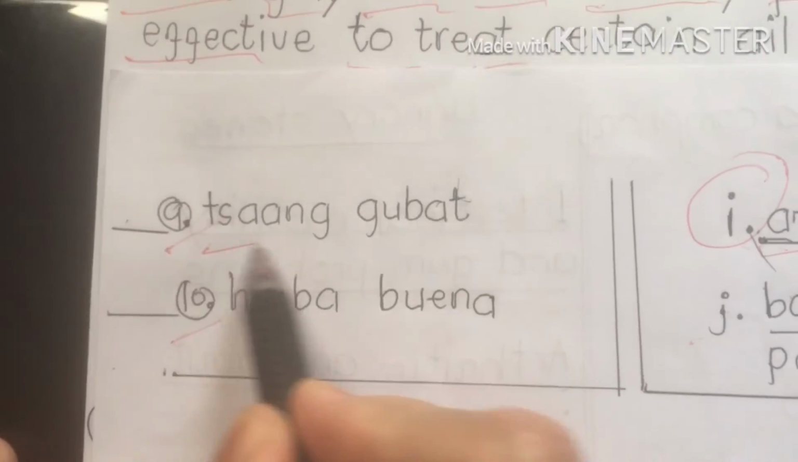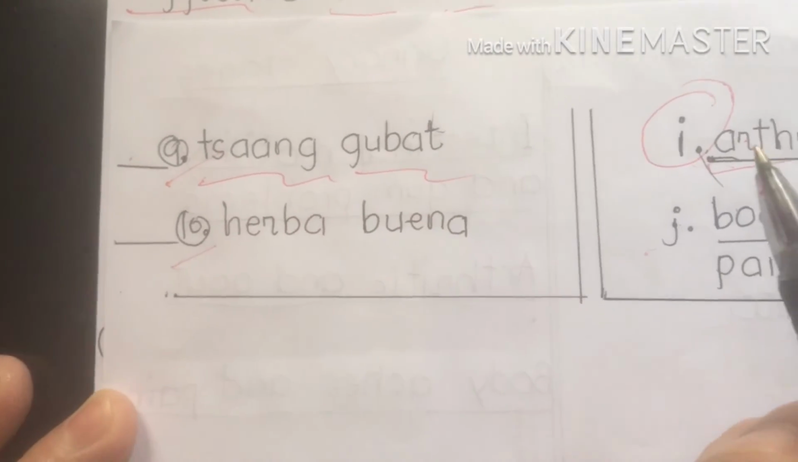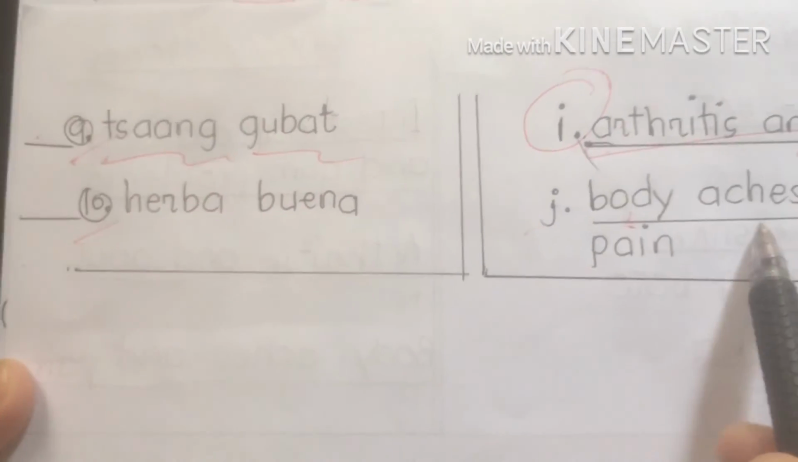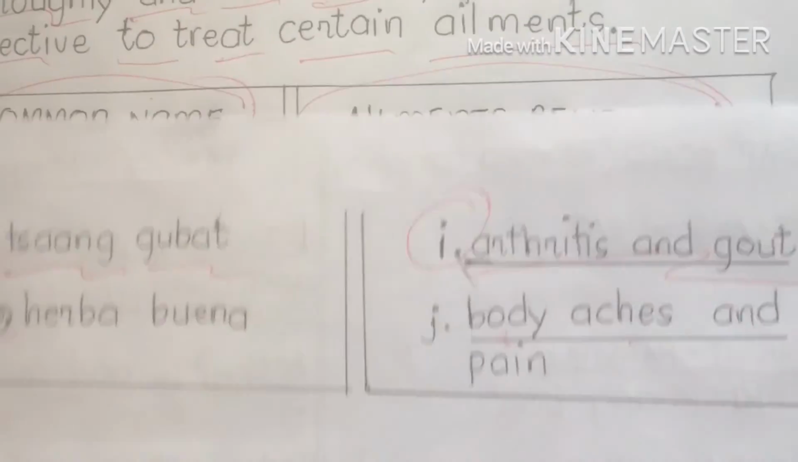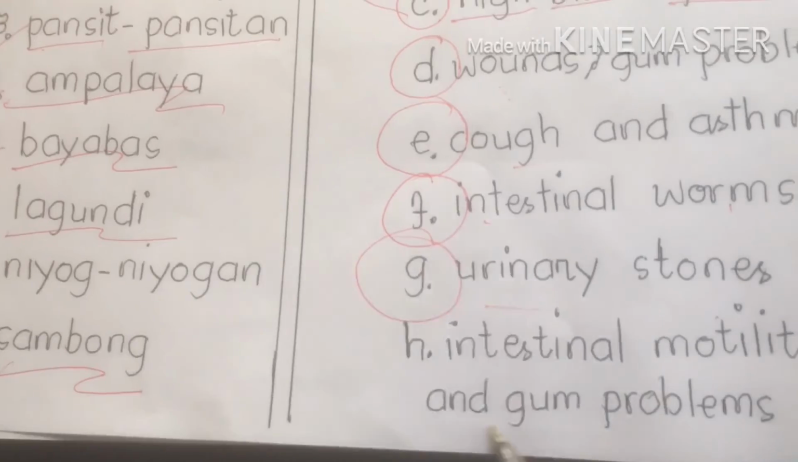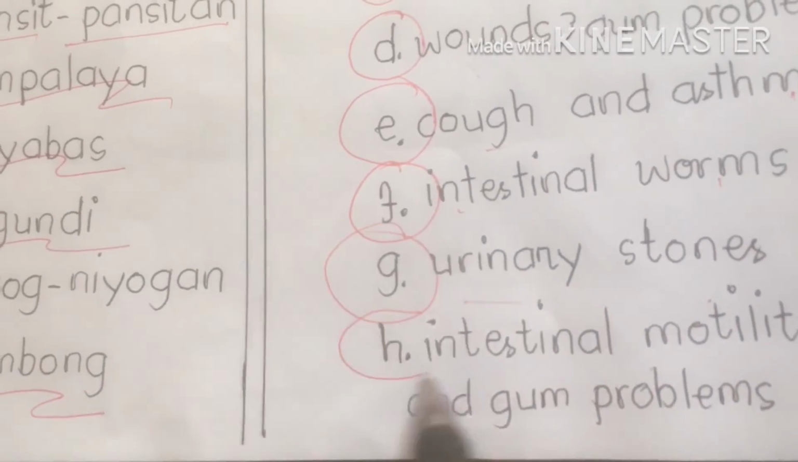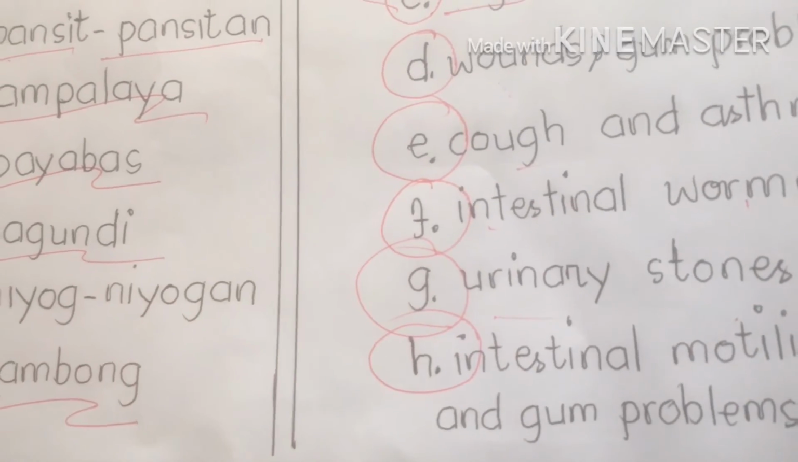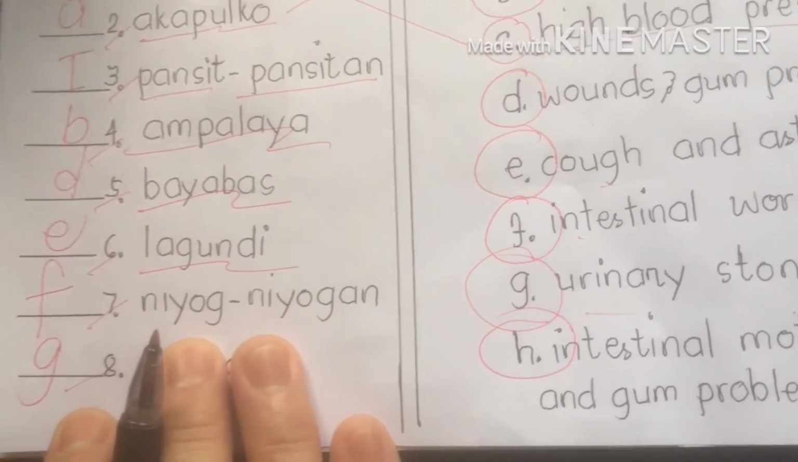Let's proceed to number 9, my dear students. Please follow, guys. Number 9, forest tea or tsaang gubat. Okay, let's have first body aches and pain, or it might be intestinal motility and gum problems. So we chose letter H. It's good for intestinal motility and gum problems. So we're going to write letter H.